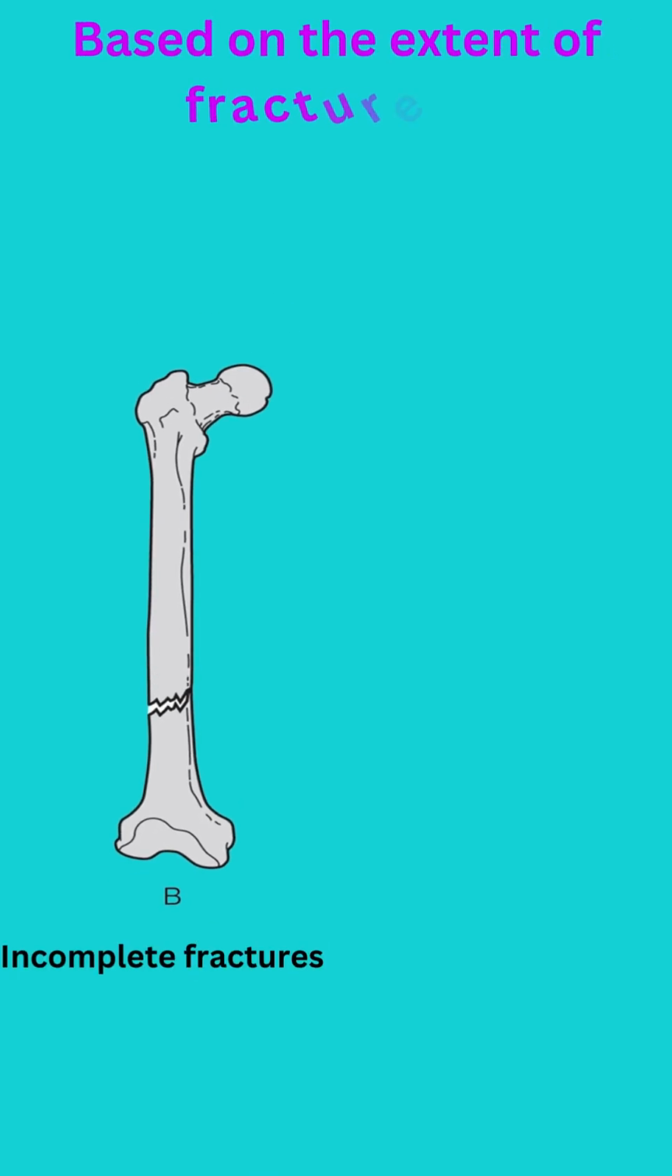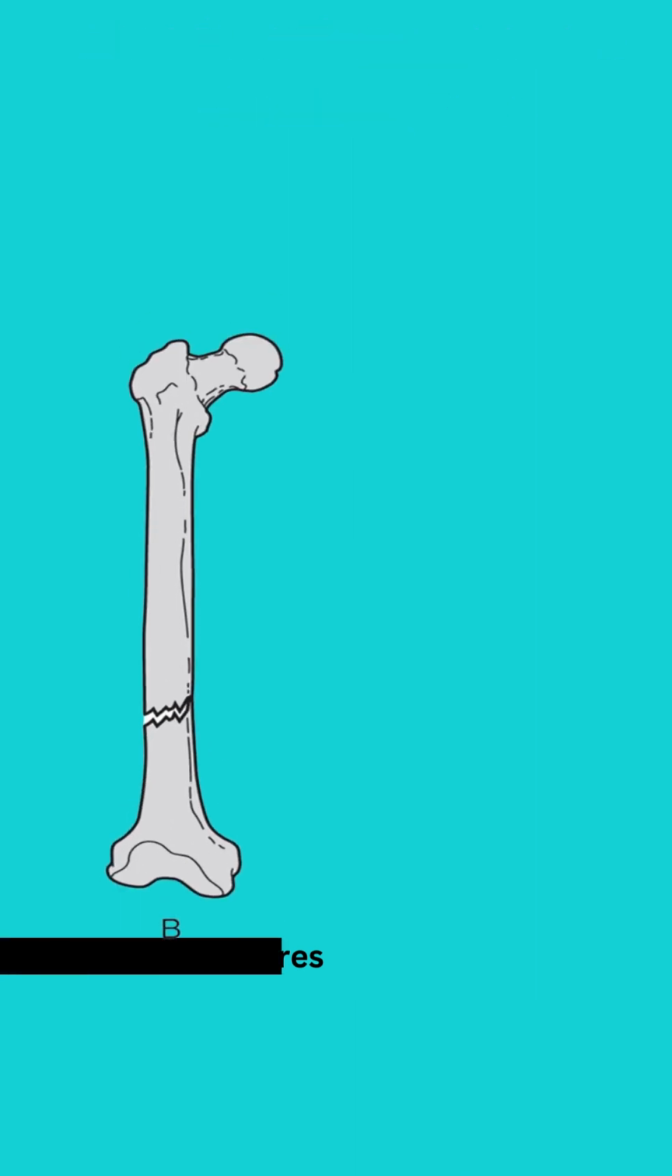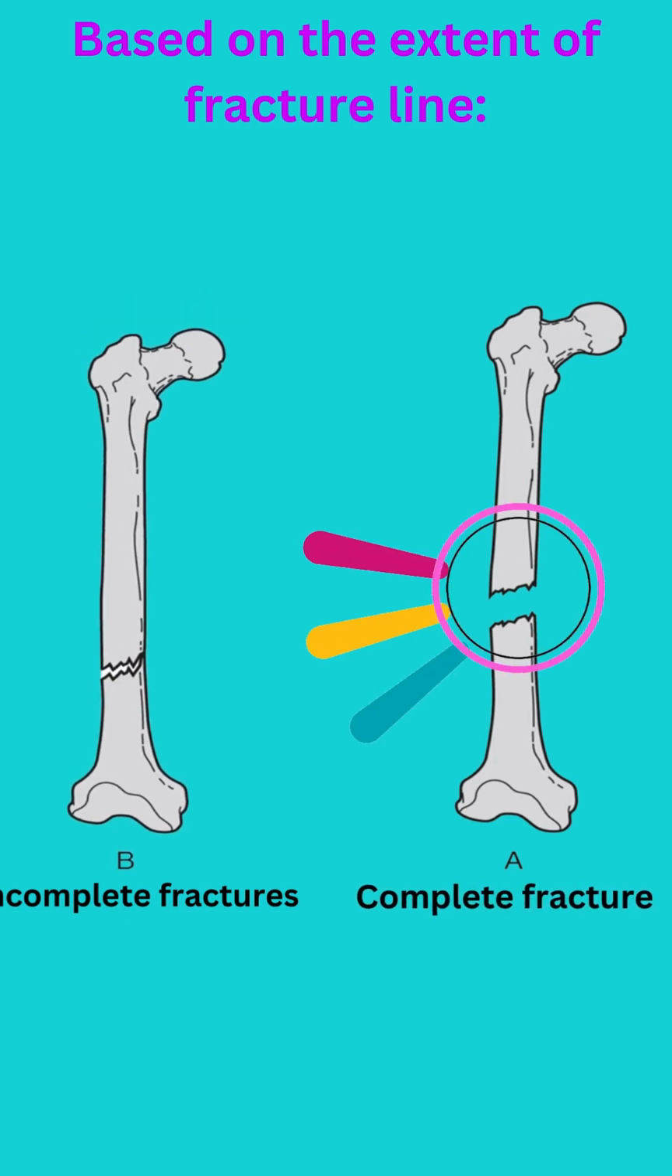Classification of fracture based on the extent of fracture line. Incomplete fractures involve only one surface or cortex of the bone. Complete fracture: here the fracture involves both the cortices and the entire bone. A complete fracture could be undisplaced or displaced.